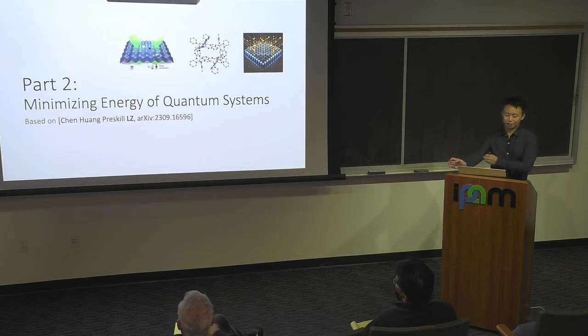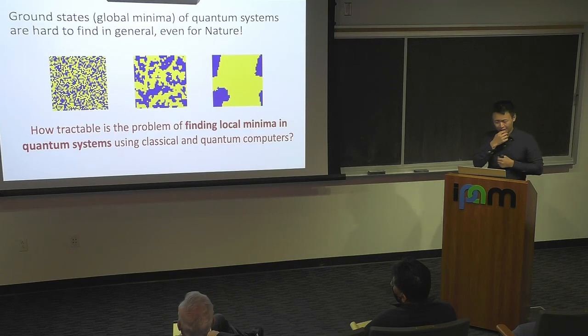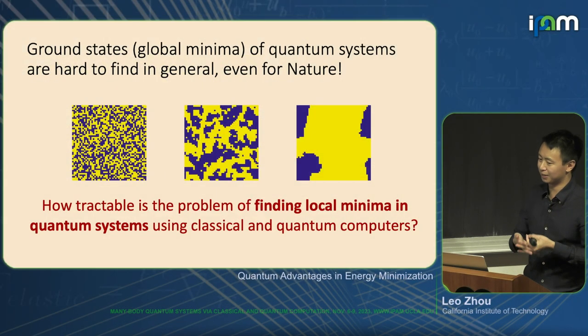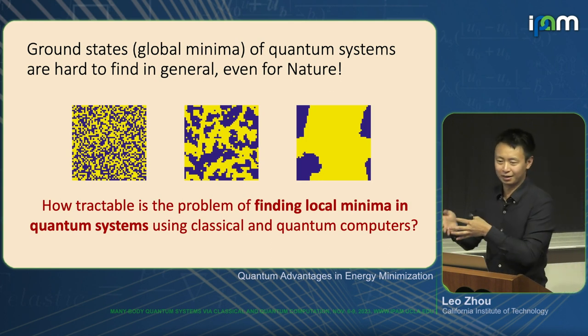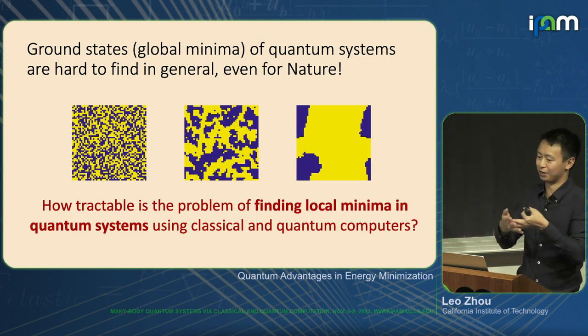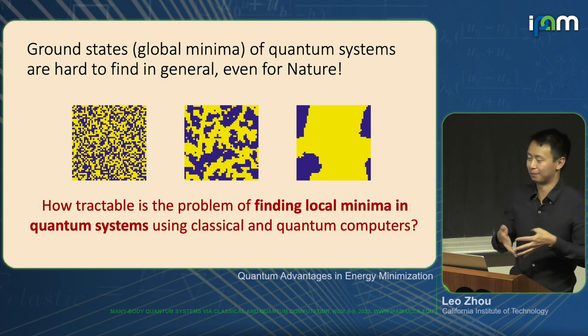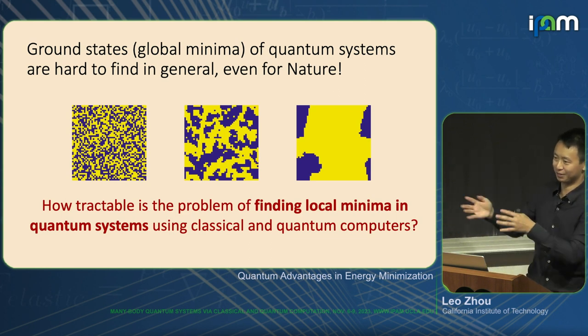Okay, so now for the second part. I've talked about minimizing energy of classical systems, but quantum systems are what a lot of people in the audience, I think, are very interested in, because this is a quantum many-body physics workshop, after all. So we know from complexity theory results that ground states, also known as global minima of quantum systems, are hard to find, even for nature. We don't expect quantum computers to find ground states of quantum systems in general, and if you assume that quantum computers can simulate nature, that also means that nature doesn't find ground states in general.